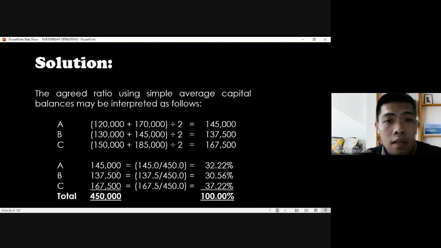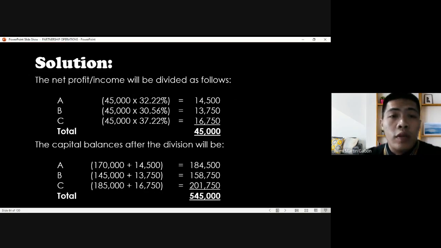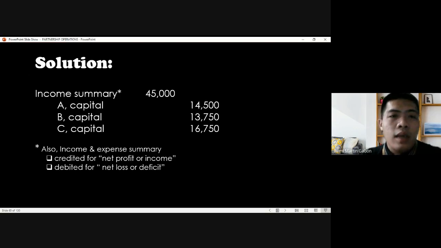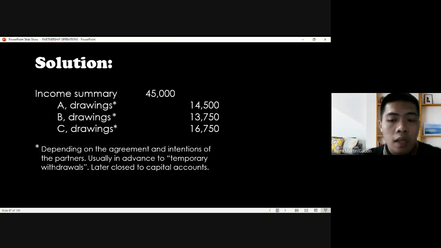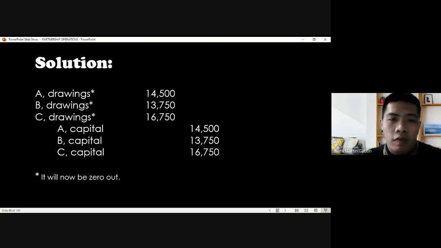Then apply it on the distribution of the profit. So 45,000 times 32.22%, we have 14,500 for A. Then times 30.56%, we have 13,754 for B. Then times 37.22%, we have 16,754 for C. After the distribution of the profit, the capital balances are 184,500 for A, 158,750 for B, and 201,750 for C. Again, for the journal entry, we can credit it directly to the capital account, or have it credited muna sa drawings account, then later close it to the capital account. The same pa rin yung effect.